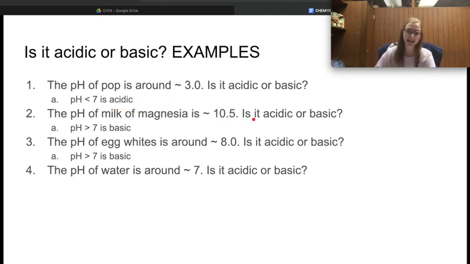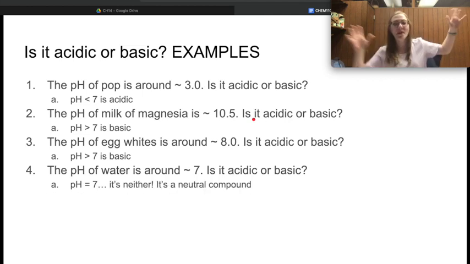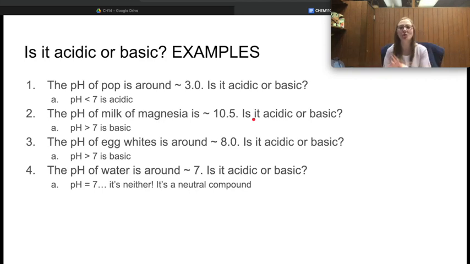And finally, the pH of water is around 7. Is it acidic or is it basic? Is water acidic or basic on the pH scale? We know by definition it can be both, but remember, a pH of 7 is a neutral compound. It's neither acidic nor basic. If it sits around a pH of 7, it's a neutral compound, neither acidic nor basic.